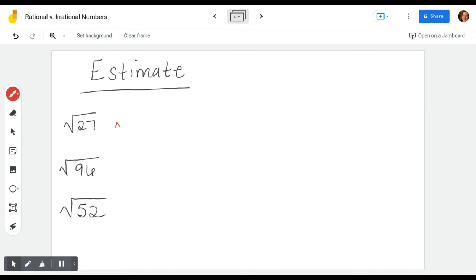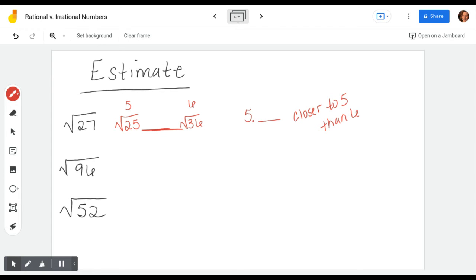I know that the square root of 25 is 5. The next one, 6 squared, would be 36. So the square root of 27 falls somewhere in between. So that means my answer is going to be 5 point something. And I know that 27 is closer to 25. So I also know that it's going to be closer to 5 than 6.